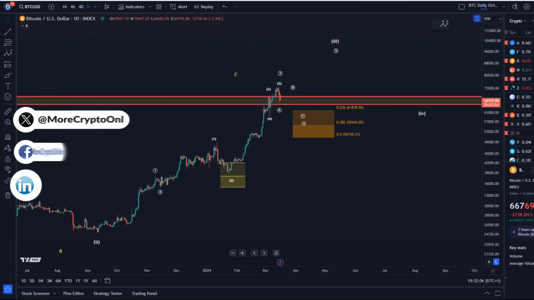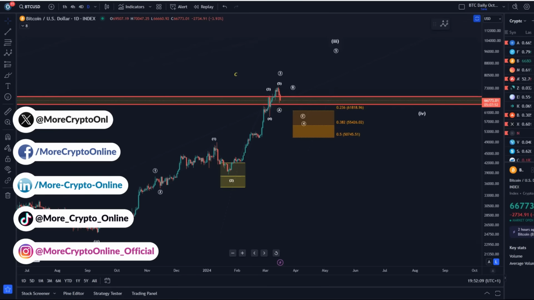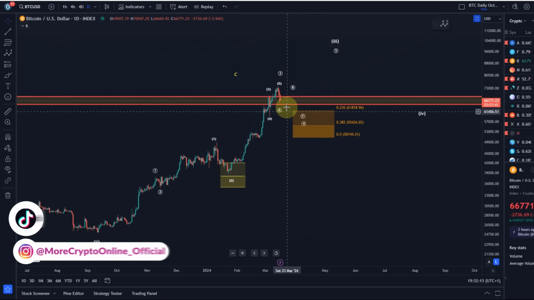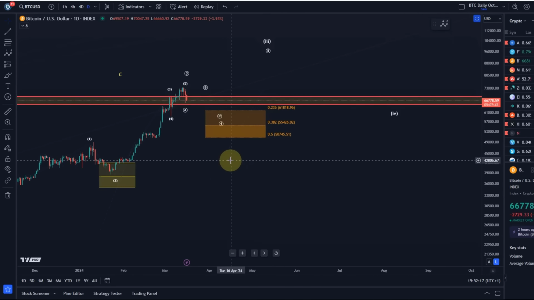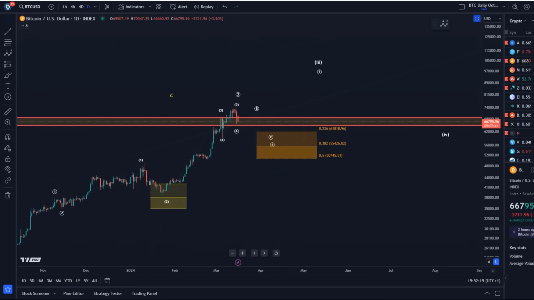Bitcoin is currently in its pullback, so that shouldn't be a surprise. Bitcoin is currently not even in its support area. We're taking a look here at the daily time frame. Bitcoin is just about 4% down, at least here on TradingView, over the last 24 hours.